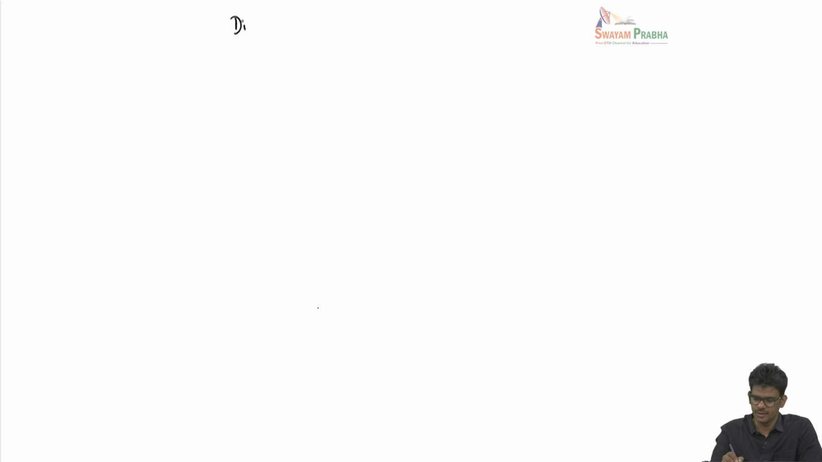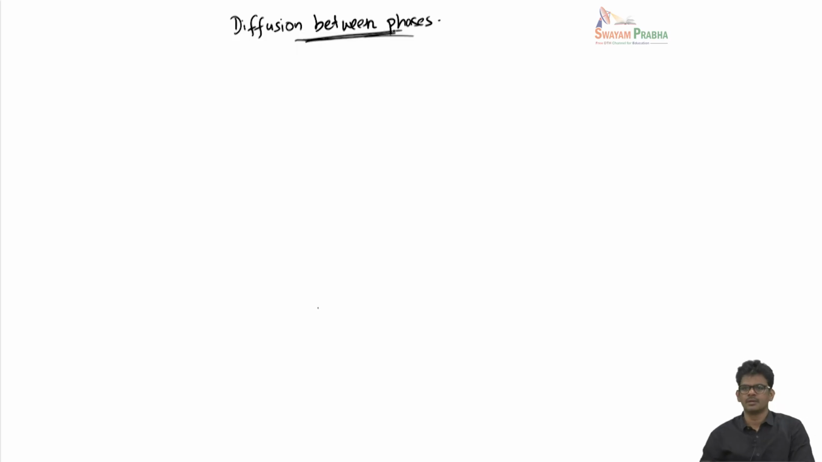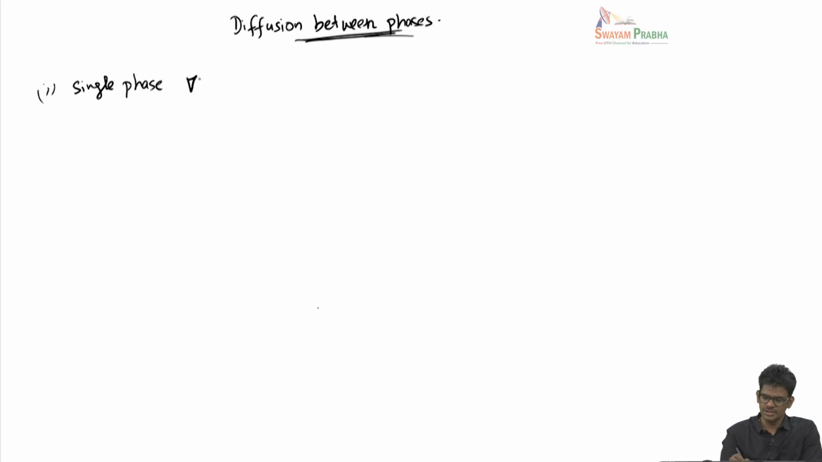Okay, so in this lecture we'll talk about diffusion between phases. So in a single phase, if there is a concentration gradient or chemical potential gradient, diffusion will set in.